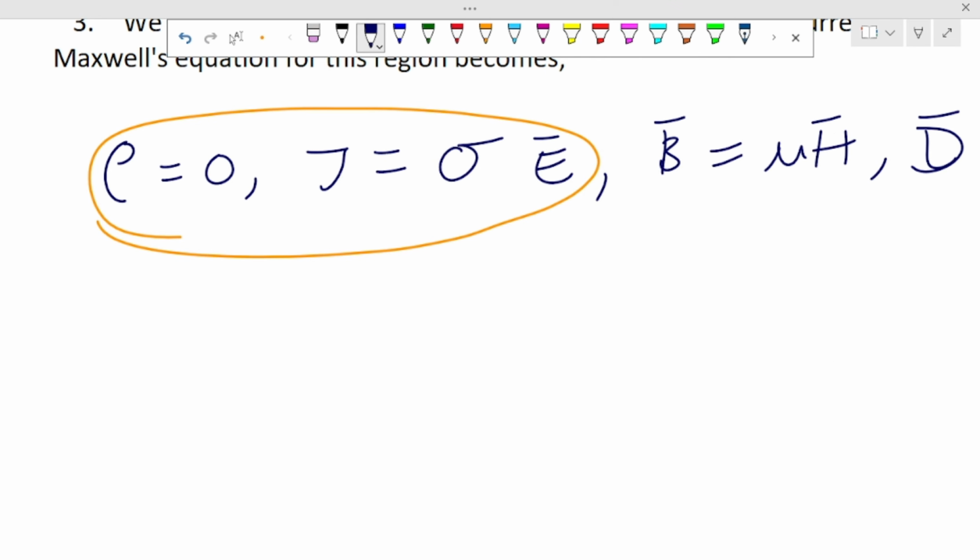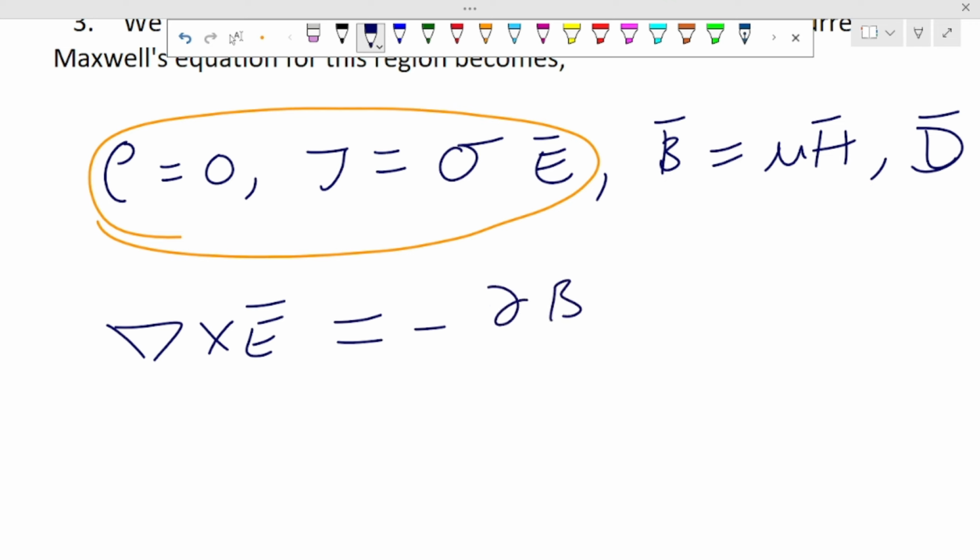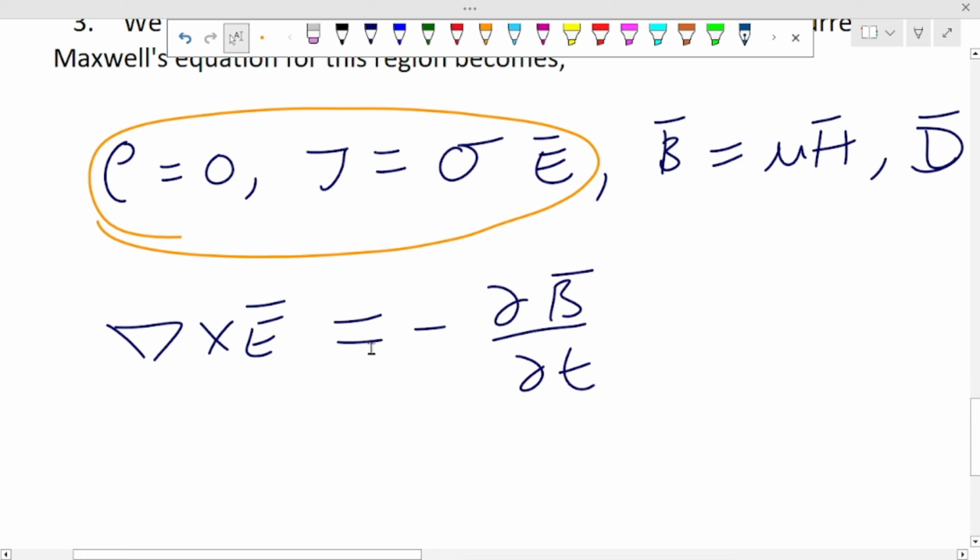Now let me start with Faraday's, because this is the equation that has the electric field written like this. For the others it's dots and so on. So let's start with this. This Maxwell's equation is Faraday's law of induction, which states that a changing magnetic field will give you an electric field, a rotating electric field in the opposite direction. That's why I have a minus sign.